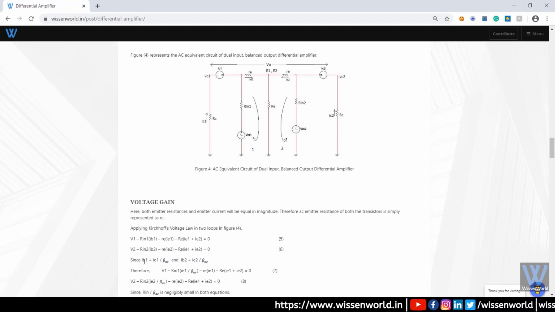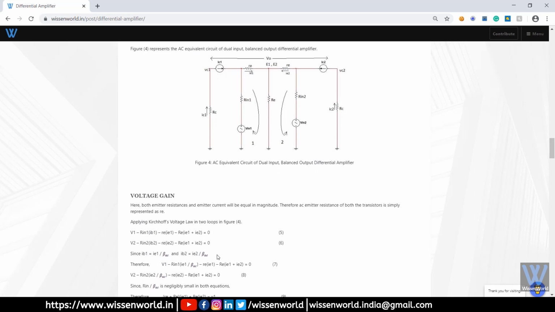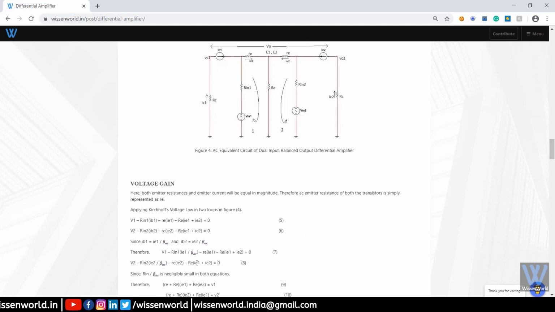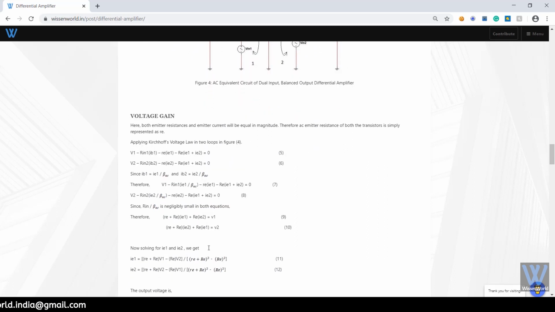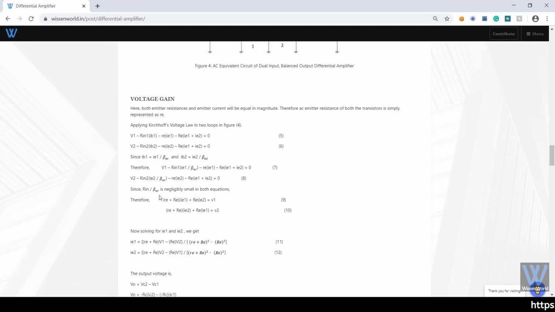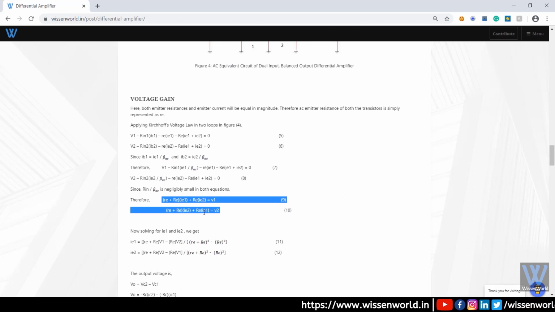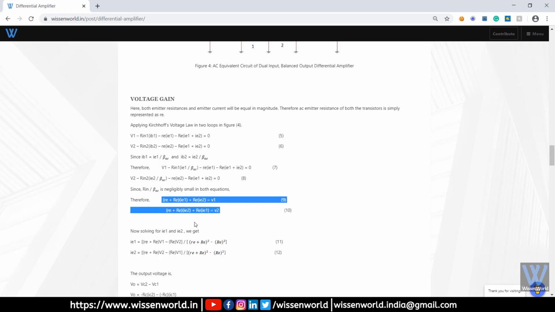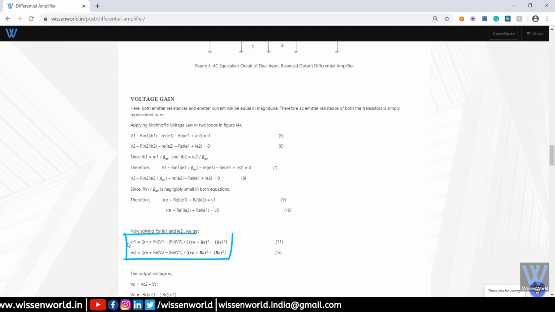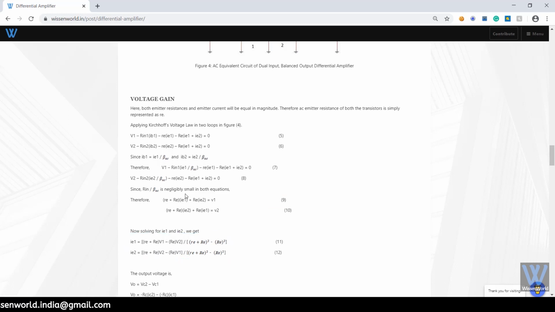Now we know that base current is equal to emitter current by current gain. So using these values we can simplify our equations, and we also know that the ratio of resistance by current gain will be negligibly small. Okay, now you can see here we finally got these two equations. Now here, considering two variables IE1 and IE2, we can solve these two equations and get the values for IE1 and IE2. In equations 11 and 12, I have the values of IE1 and IE2. You can check for yourself by solving these two equations. You will get these values.